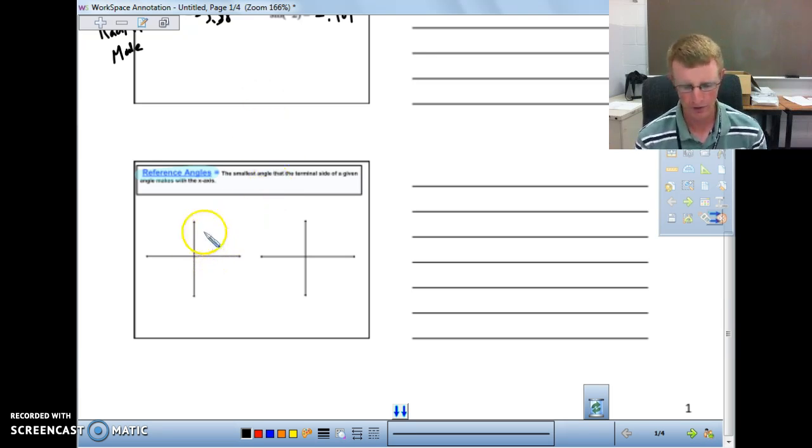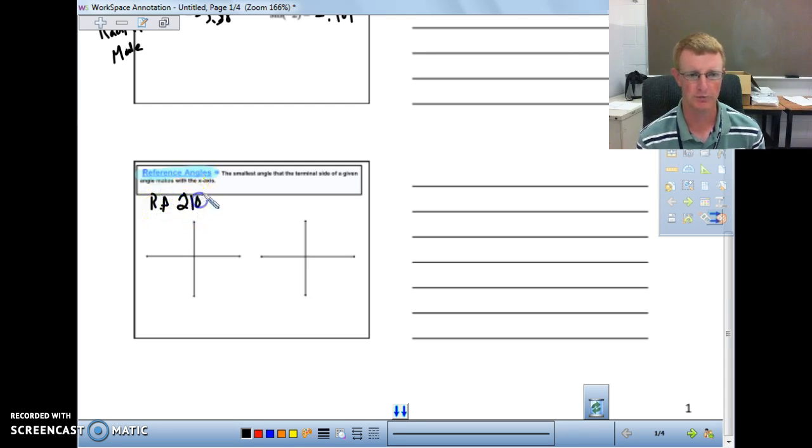So let's start with what does a reference angle mean? Well, a reference angle is the smallest angle from the terminal side of a ray. So we write a terminal side of a ray. It's the smallest angle between that ray and the x-axis. So for example, let's say we want the reference angle of 100, no, you know what, let's try something different.